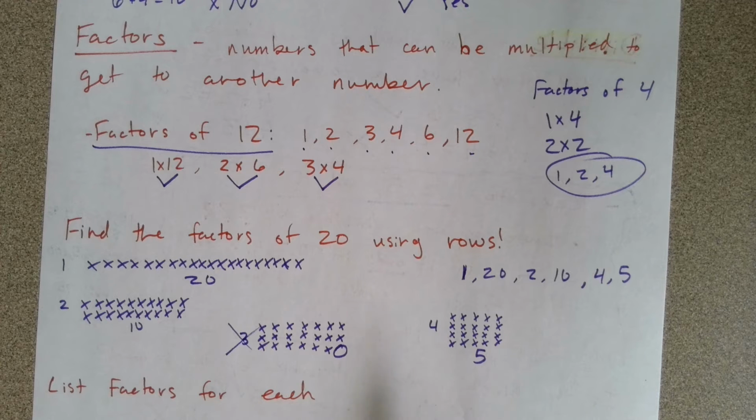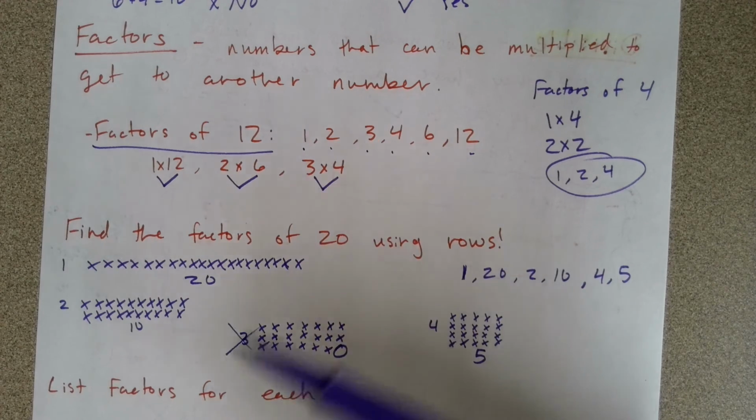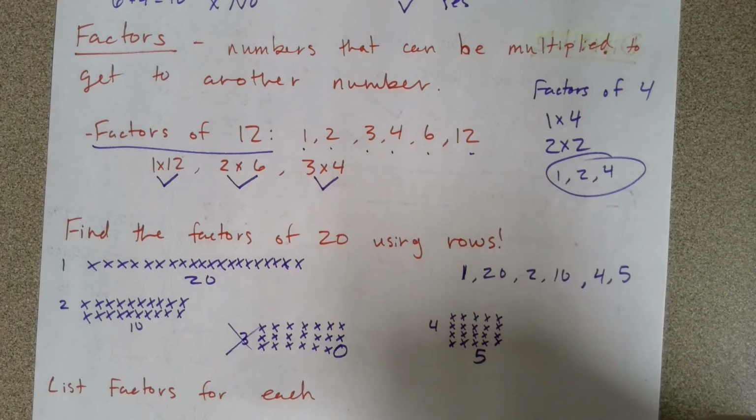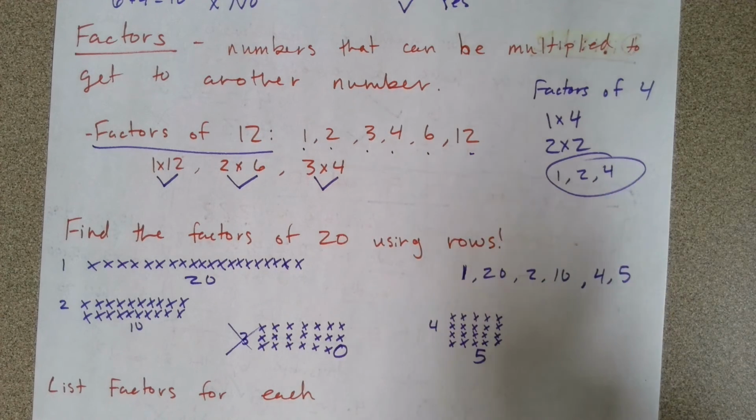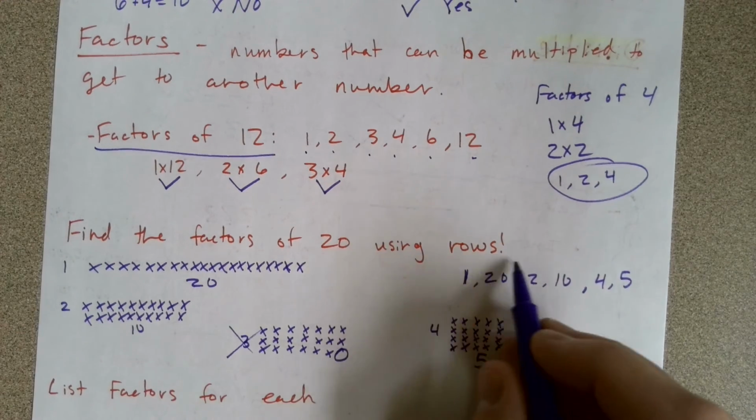I'm thinking 6. Would 6 divide into 20 evenly? No, it would not. 6 times nothing gets to 20. 7 times nothing gets to 20. 8 times nothing gets to 20. 9 times nothing gets to 20. 10 times 2, we already got to that one, so we're done. Check them all off. These are our factors.